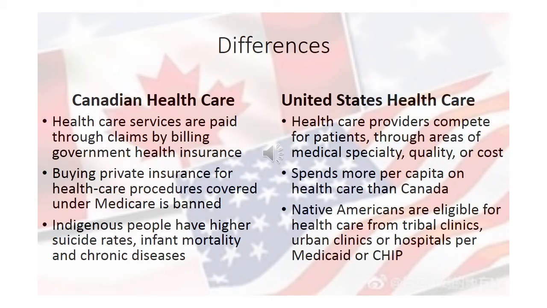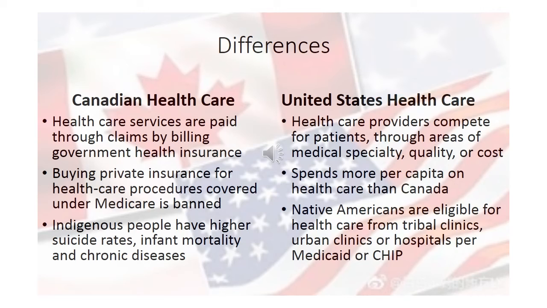So, the differences between Canadian healthcare and United States healthcare. On the Canadian side: one, healthcare services are paid through claims by billing government health insurance. Two, buying private insurance for healthcare procedures covered under Medicare is banned. Three, Indigenous people have higher suicide rates, infant mortality, and chronic diseases, as they are not really thought about under this healthcare system, it seems.